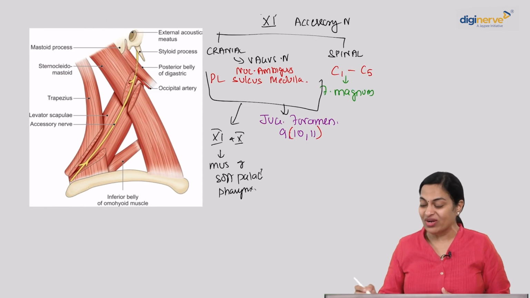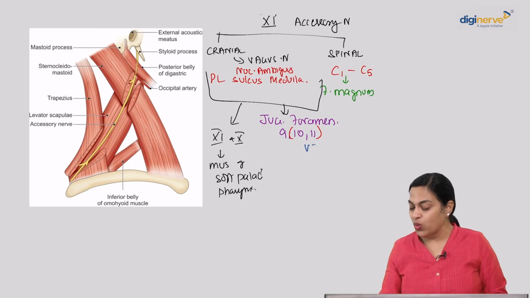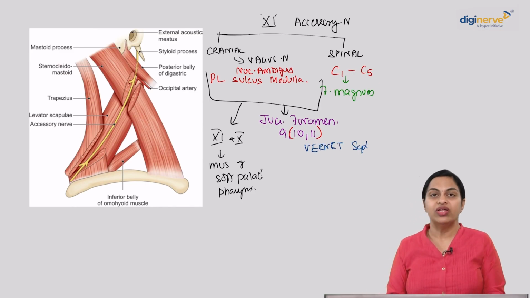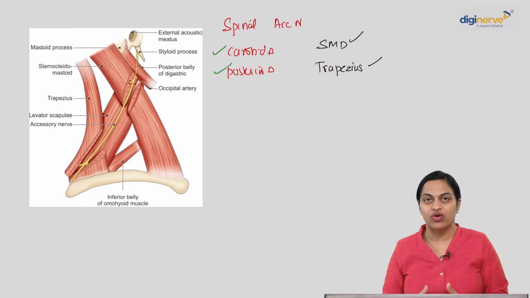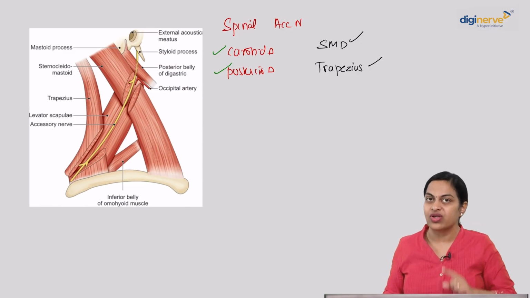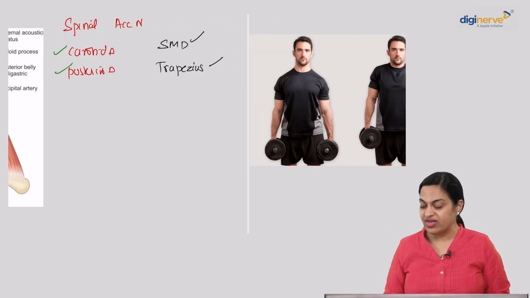And the syndrome related to jugular foramen, what is it? Vernet syndrome. Fracture base of the skull involving the jugular foramen, the 3 cranial nerves, 9, 10, 11, is called as the Vernet syndrome. So all this can lead to injury of the spinal accessory nerve, paralysis of sternocleidomastoid and trapezius. So what will be the patient's symptoms?